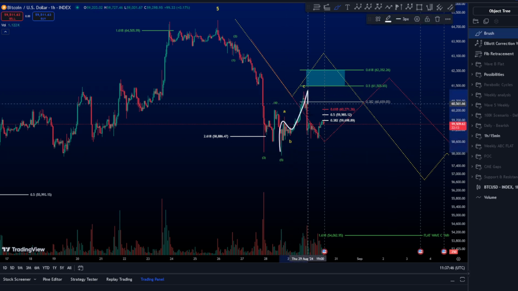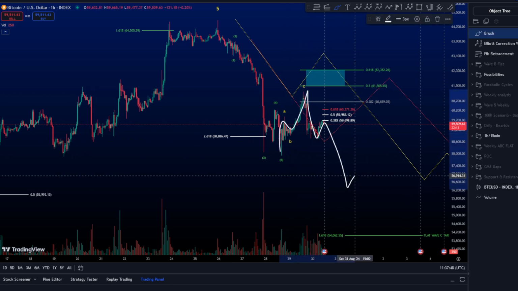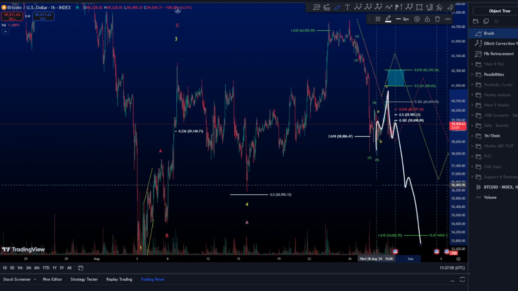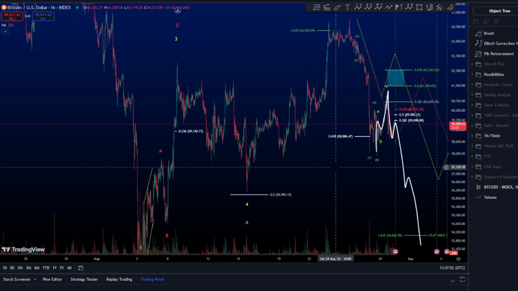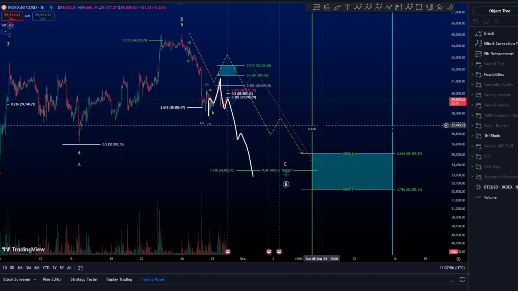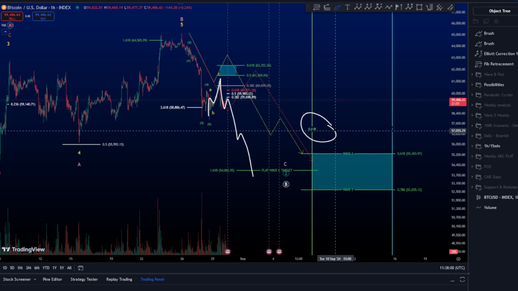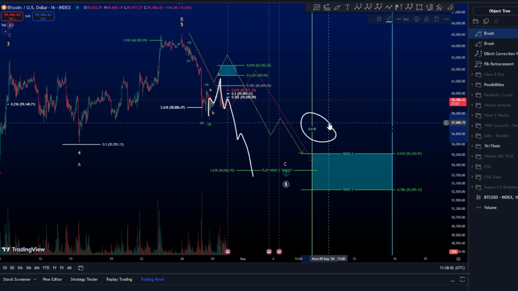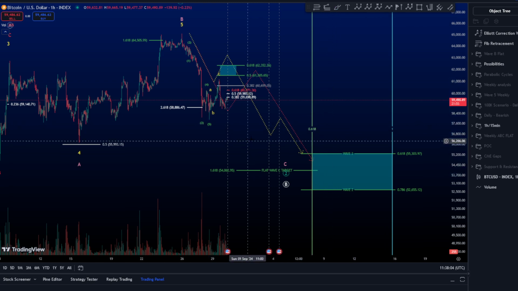So after this correction, we are looking at 1, 2, 3, 4, 5, getting into, of course, this area of a wave 2, and maybe even before the perfect time for a wave 2. So it's very possible.